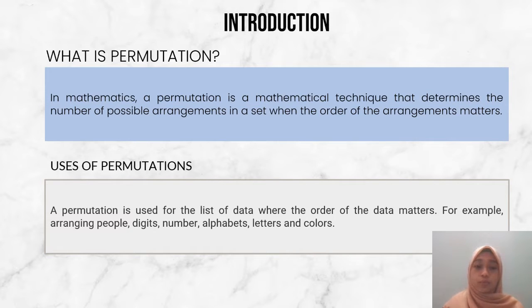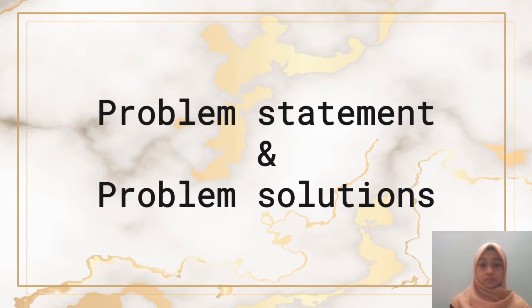So what is permutation? In mathematics, permutation is a mathematical technique that determines the number of possible arrangements in a set when the order of the arrangements matters. So when do we use permutations? Permutation is used for a list of data where the order of the data matters. For example, arranging people, digits, numbers, alphabets, letters, and colors.